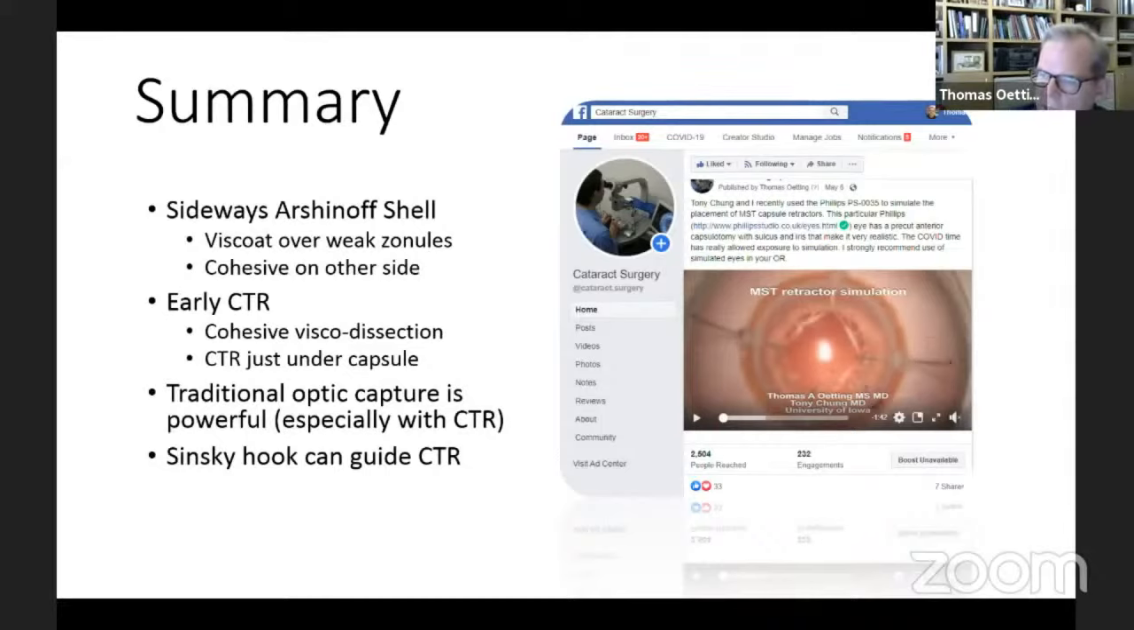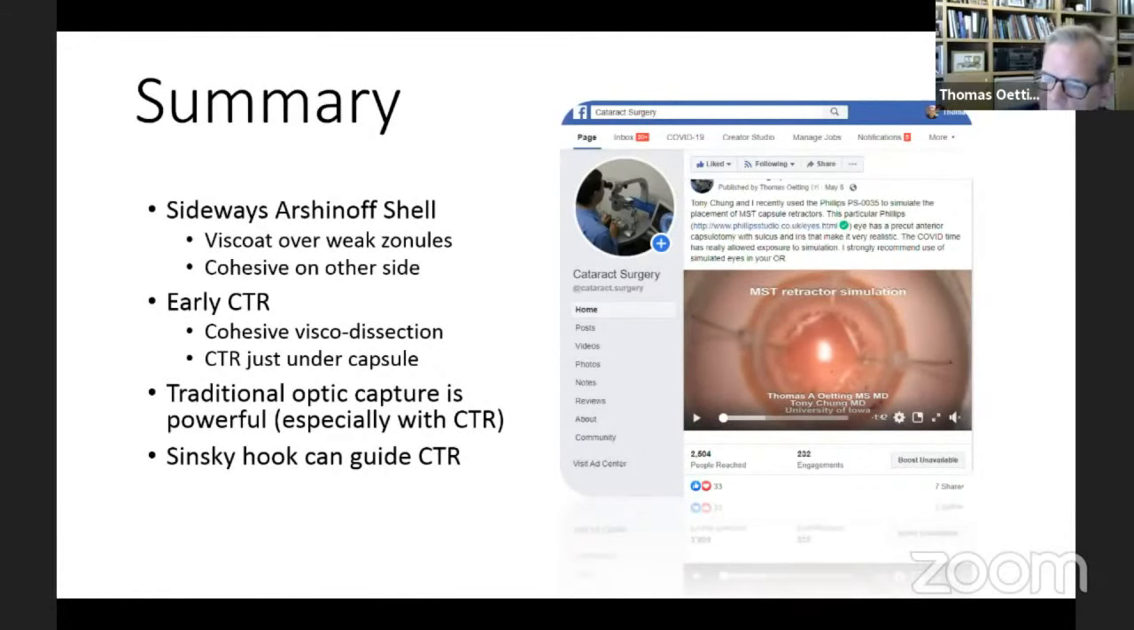The traditional optic capture is really powerful. So have that in your bag of tricks, especially traditional optic capture with the capsular tension ring in the bag. So you have the capsular tension ring you place in the bag, then you place both haptics in the sulcus, and then you prolapse the optic back. No need to adjust the power.